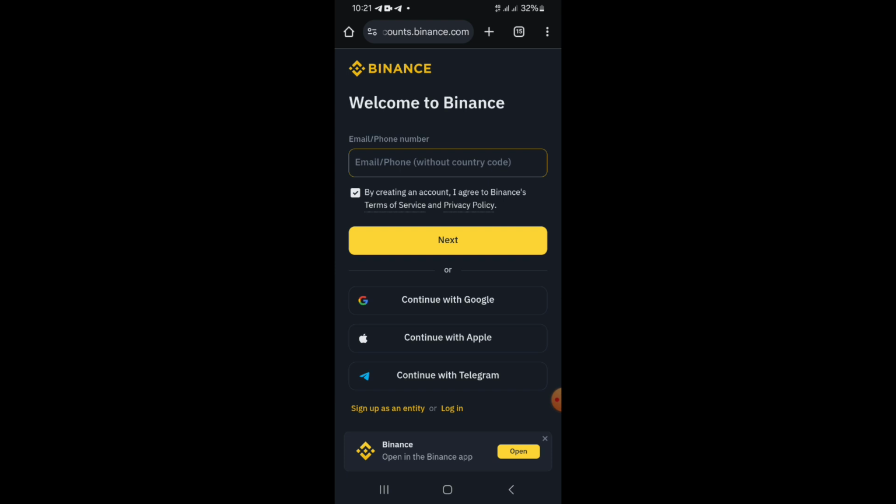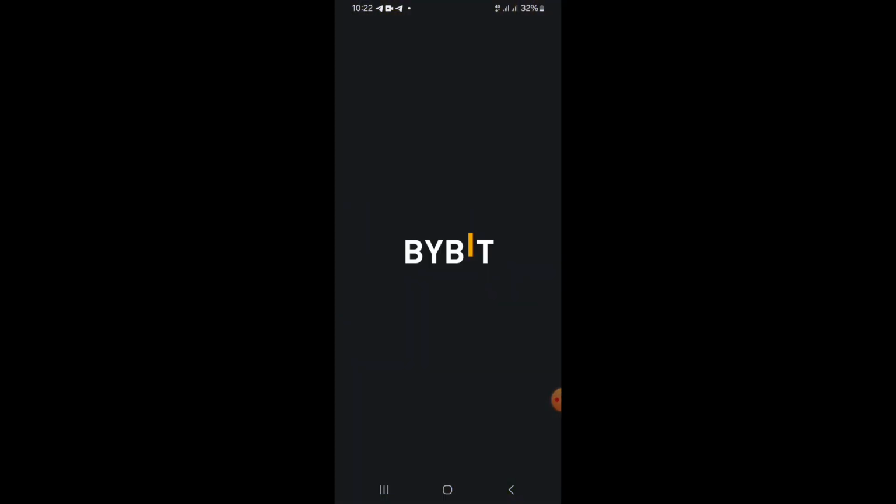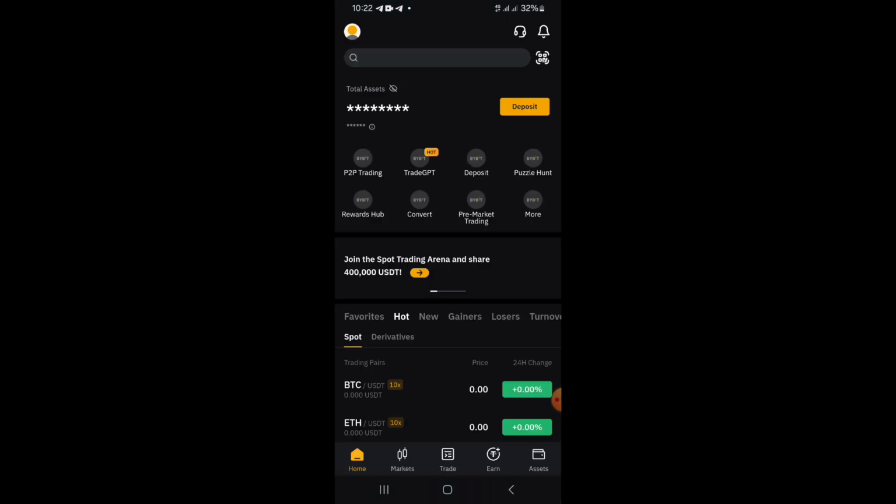So now let's go to how to fund your wallet with the P2P section. Firstly, once you have opened your account, you will come to Bybit, because we are using Bybit to buy crypto right now. The reason is that the government has banned us from using Binance to buy crypto. So this is the interface of Bybit.